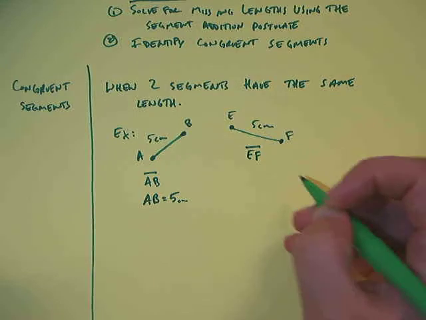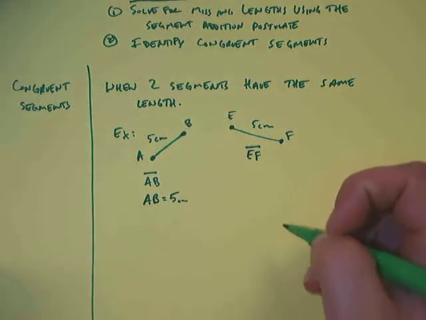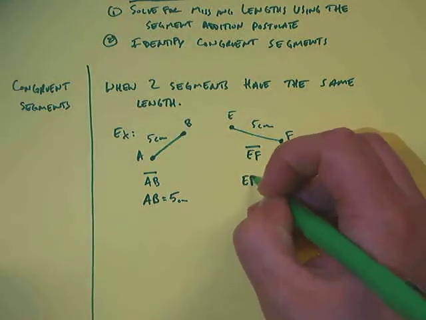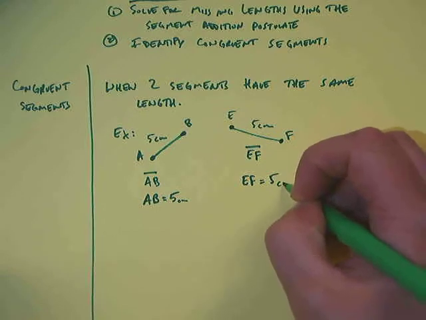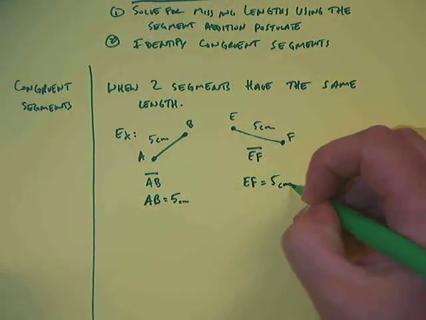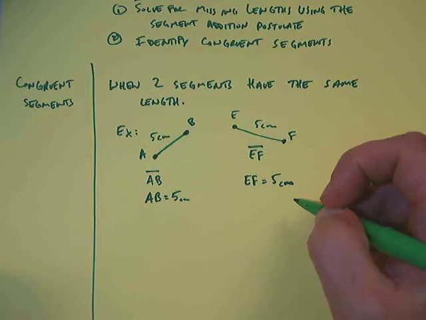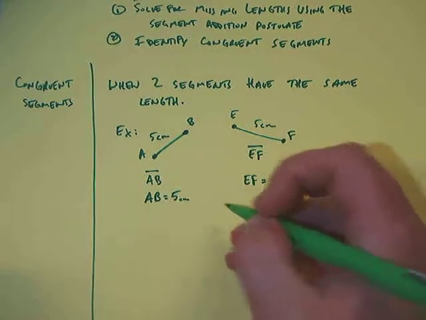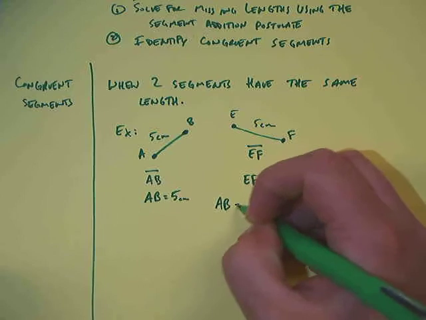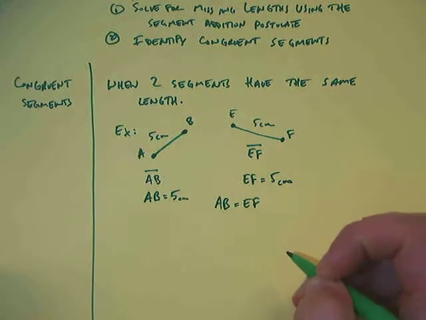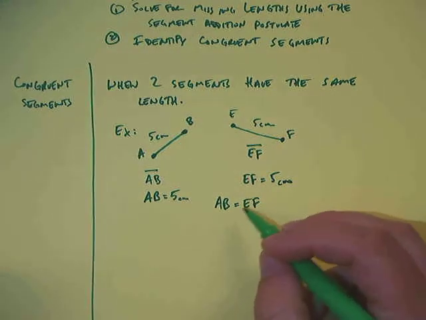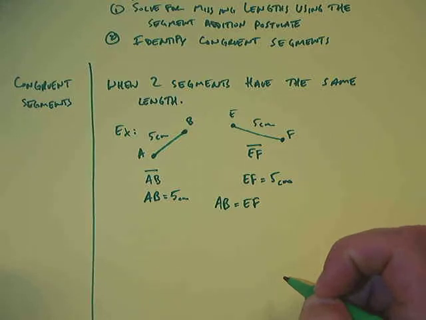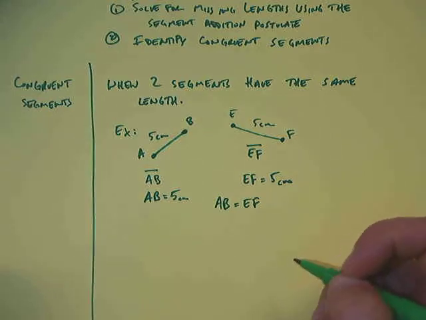Same thing goes for EF. I would label segment EF like that if I'm going to talk about my segment. But if I'm going to talk about the length of my segment, I would say EF equals 5 centimeters. Okay. So then I could say that AB and EF have the same length by going AB equals EF. So that's using the equal symbol.